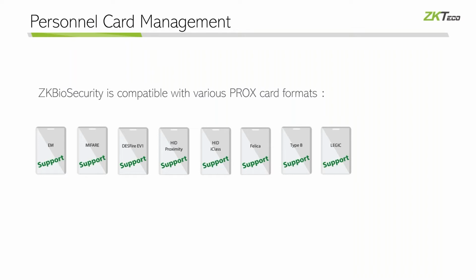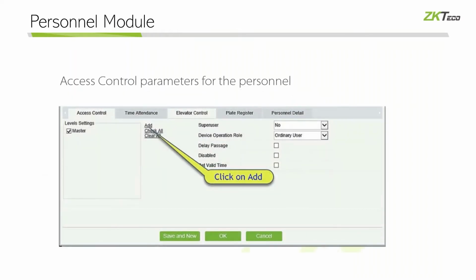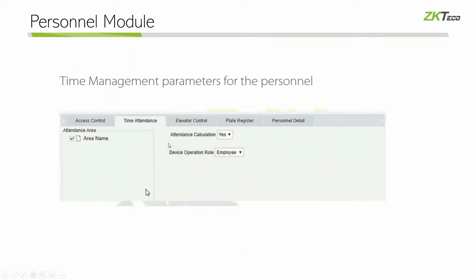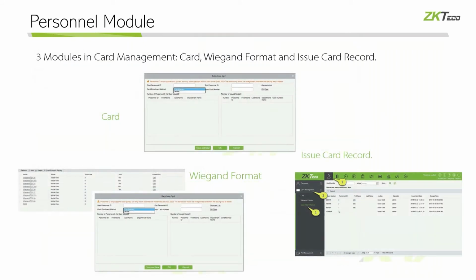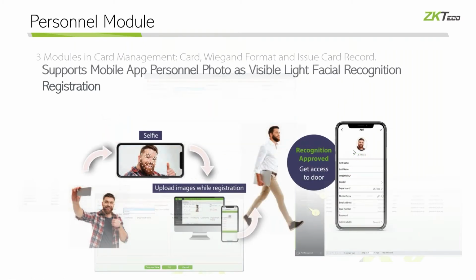I'm going to go back to this because there is an important thing that needs to be said. Okay, we can set, as you see, different settings for the employee: access control, time and attendance, elevator control. Here I have the different levels: time management, elevator, parking, everything. You know, the modules, card management. Let me see the card, the Wiegand format, everything that we have.